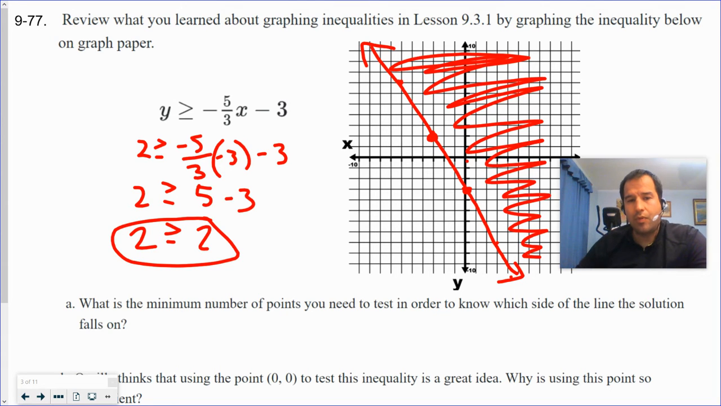No. The point that you pick to use for determining shading has to be off the line onto one of the two sides. Again, (0,0) is by far the easiest point to use. Cool. That was just a review of what we learned yesterday. Hopefully you guys all felt comfortable doing it.